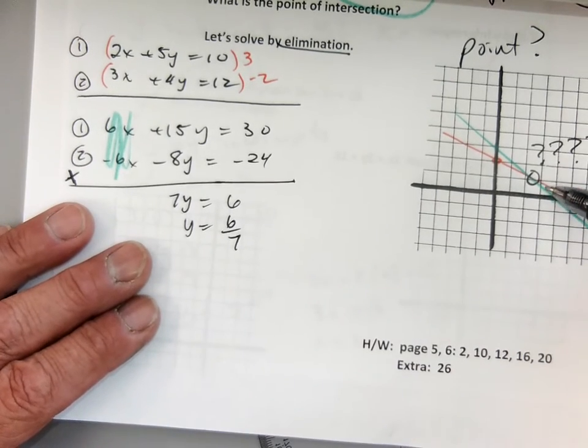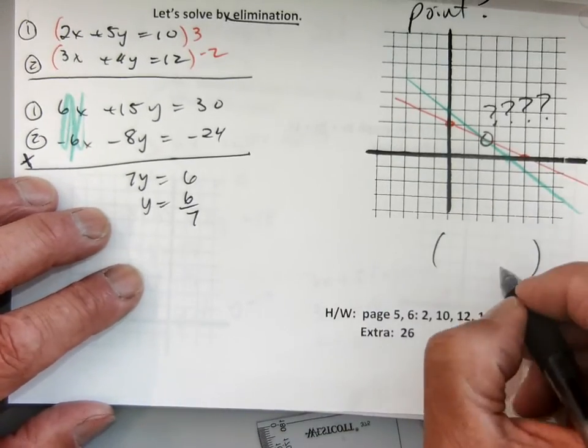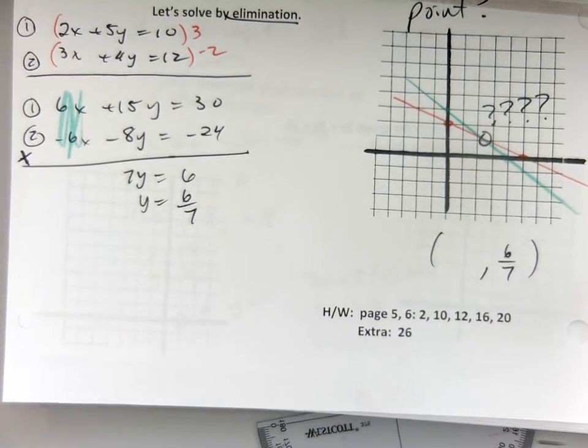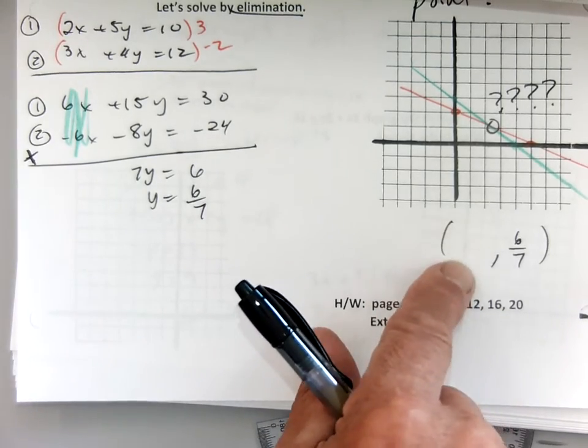I was guessing at x. I must have graphed pretty poorly because I was guessing at 1.25. That's the exact answer. But every point has got some x value. So it's something, 6/7, right? How do I get the x value? How do I get the other part? How do I get the x value? Lauren?